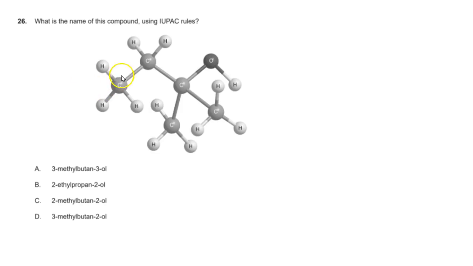Name this. So look at the longest chain. It's 1, 2, 3, 4. Meth, eth, prop, but. So this is butane, and we have an OH group on the second carbon and a methyl group on the second carbon. This will be 2-methyl-butanol.